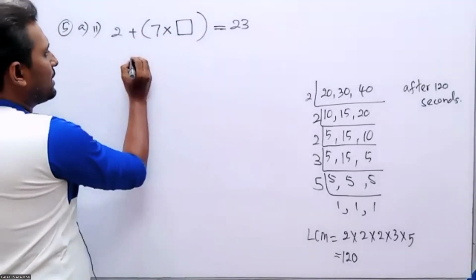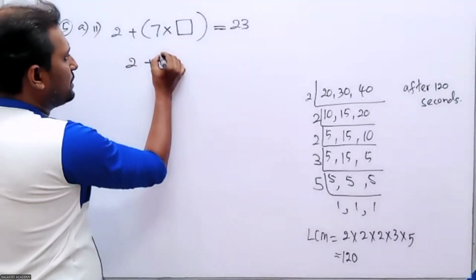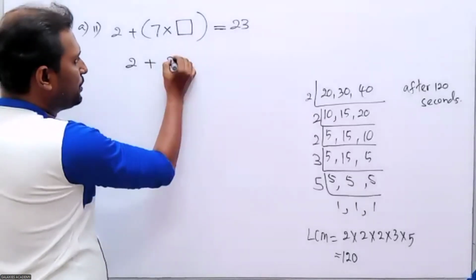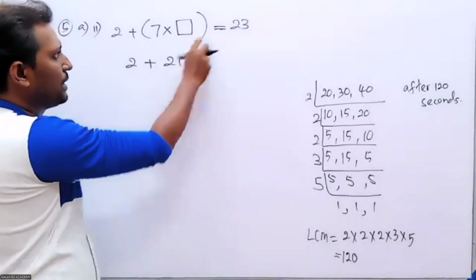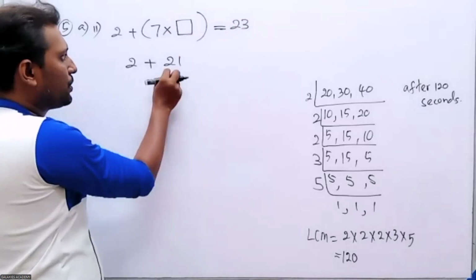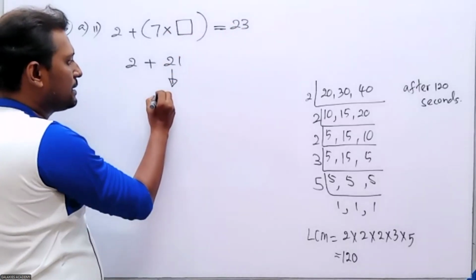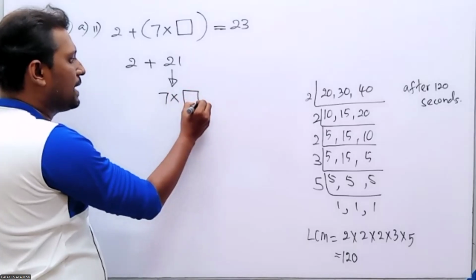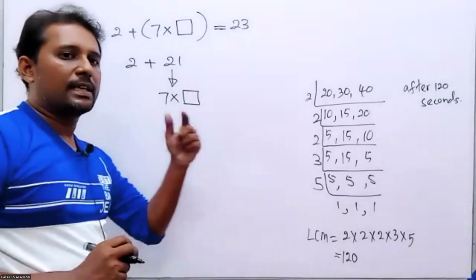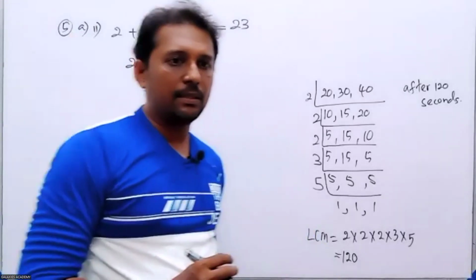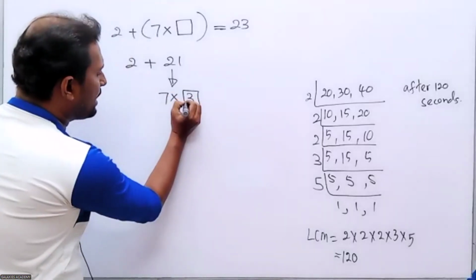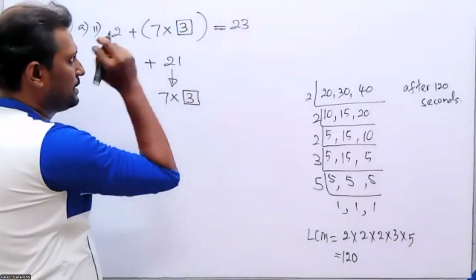Okay, now you can understand this value should be 21, no? Because 2 plus 21 is 23. So from 21 you can get 7 multiplied by this value. Right? 7 times which value is equal to 21? 3. So this blank suitable digit is 3.